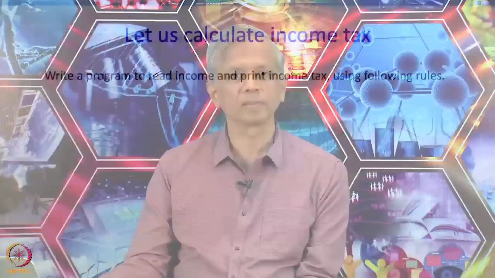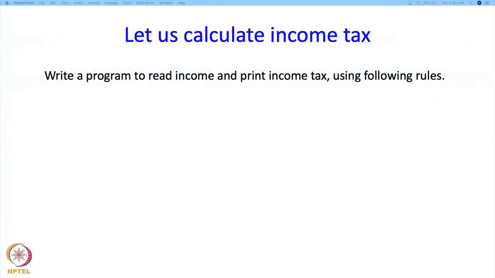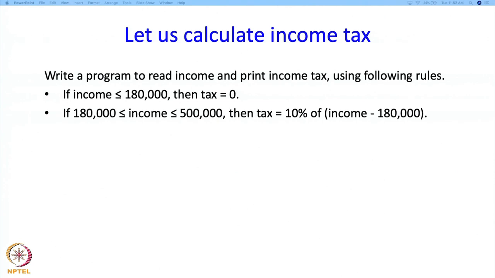So let me begin with an example. Suppose we want to calculate income tax. Let's say we want to write a program which reads the income and prints the income tax. And the rules are as follows. If the income is less than 180,000 or 1,80,000, then tax must be 0. So 0 should be printed.